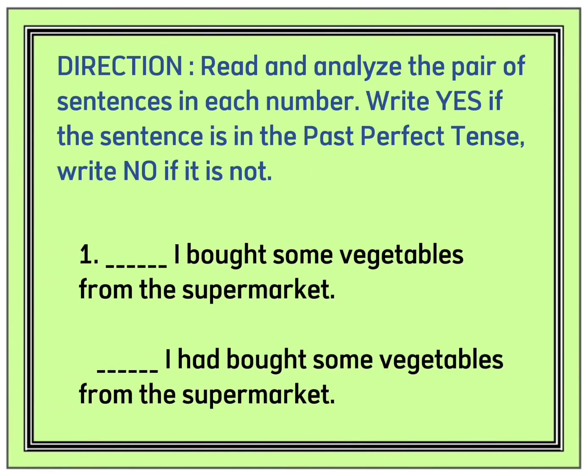For number 1, the pair of sentences is I bought some vegetables from the supermarket and I had bought some vegetables from the supermarket. Time's up. Let us check now. Is the first sentence in the past perfect tense of the verb? The answer is no. The second sentence is I had bought some vegetables from the supermarket. The answer is yes.